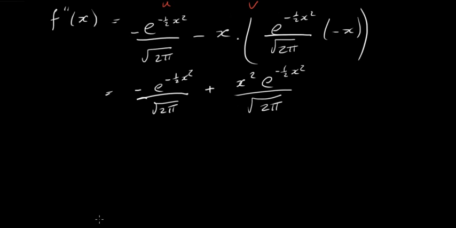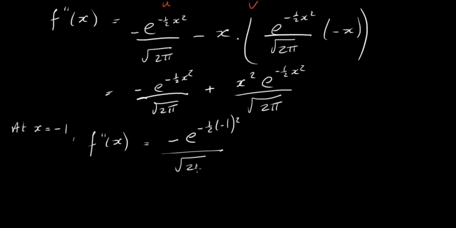Now we know that B has an x coordinate of minus 1. So at x equals minus 1, f double dash x, our second differential, will give us minus e to the power of minus a half times minus 1 squared, putting in minus 1 instead of x, all over the square root of 2 pi, plus minus 1 squared times e to the power of minus a half times minus 1 squared.